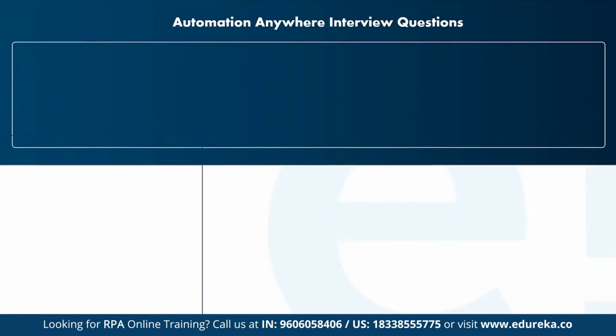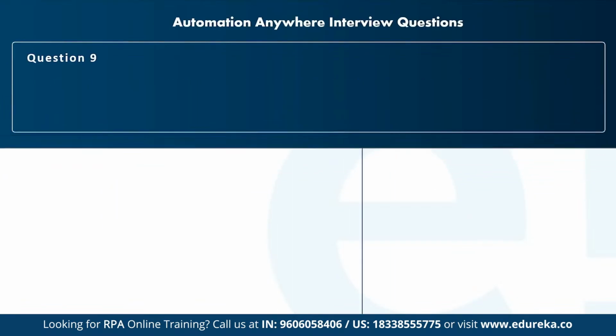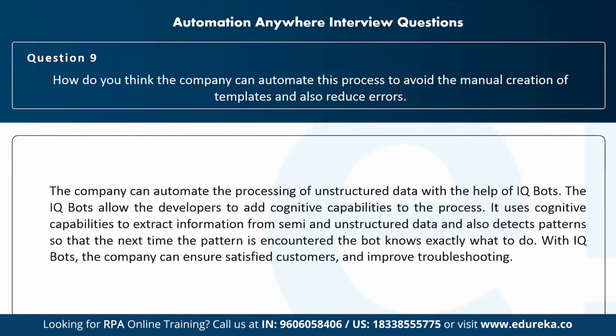Now moving on to the next scenario. Consider a scenario where a company delivers hardware and software solutions to the world's largest corporations. Now, this company had a manual process which involved hundreds of employees to validate orders against their validations. This process obviously required manual creation of templates for a customer order form, and creation of templates manually is quite error prone, right?